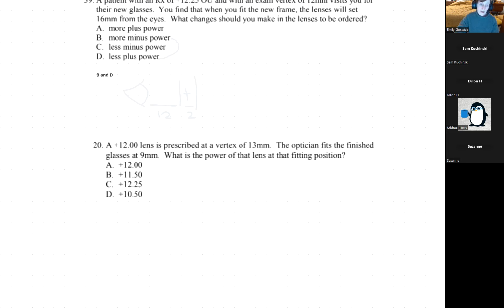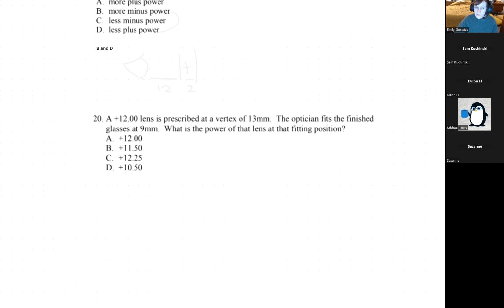So most likely, we're not going to be at the 12.25 mark. We're going to be lesser than that, right? It wouldn't make sense for it to suddenly become a higher powered plus lens. Okay. But what we're going to do is use our vertexing formula, which is this. Let me just put that in.